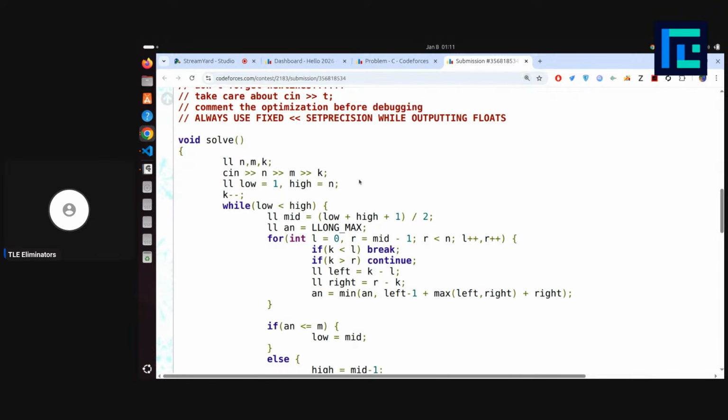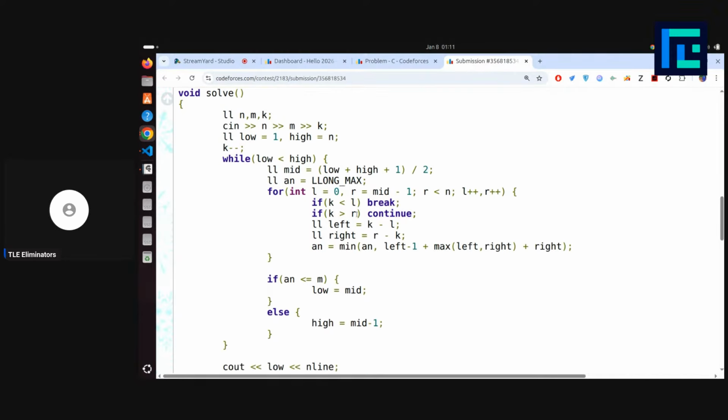NMK, C and NMK. Low is equal to 1, high is equal to n. So this low and high, I'm basically doing a binary search on the number of camps. K minus minus because I'm doing it zero indexing. While low less than high, mid equals low plus high by 2. So I'll check for mid. And so I will iterate from L equal to 0, R equal to mid minus 1. And R is less than N, L plus plus, R plus plus.